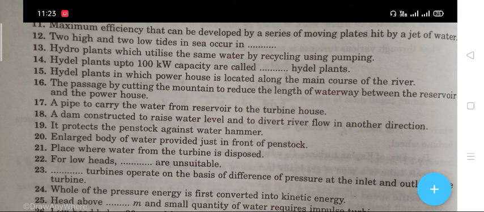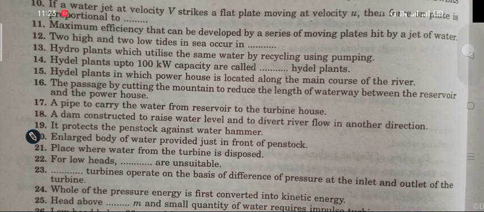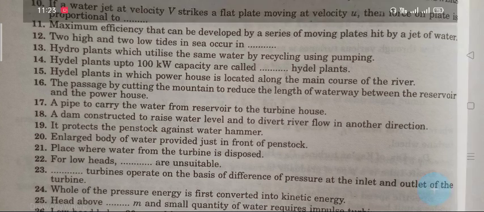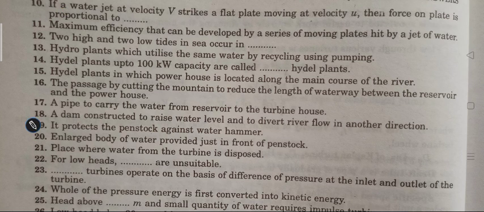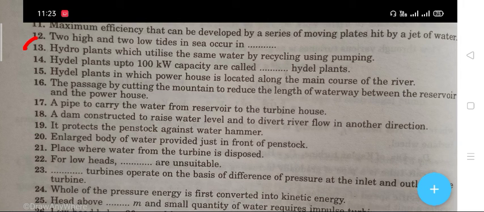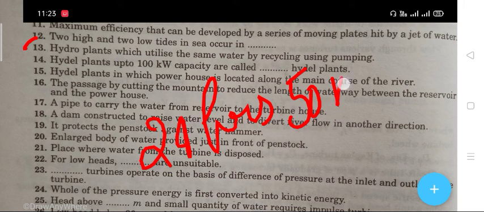Question 11 says that the maximum efficiency that can be developed by a series of moving plates hit by a jet of water is 50%. Next question, question number 12: too high and too low tides in a sea occur in 24 hours.